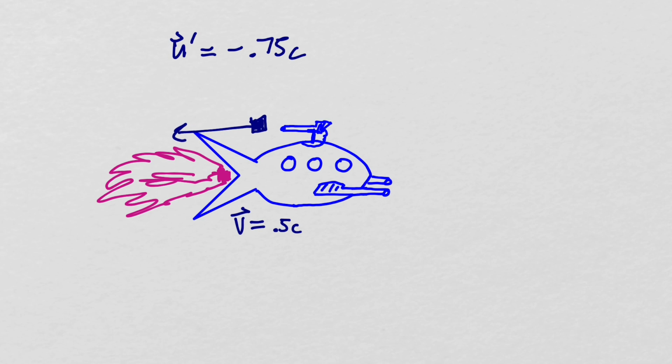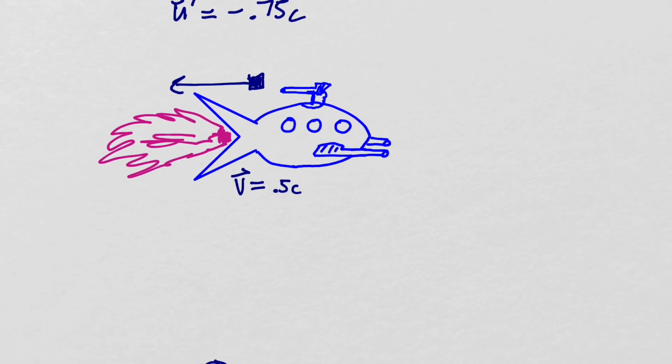So it's not hitting its little tail there. So relative to the spaceship, this bullet is retreating from the spaceship at 0.75 c, and it's going backwards. So that's what that minus sign is for. And so we call this u prime, the relative velocity vector of this bullet relative to the spaceship. So in the prime frame, it is minus 0.75 c.